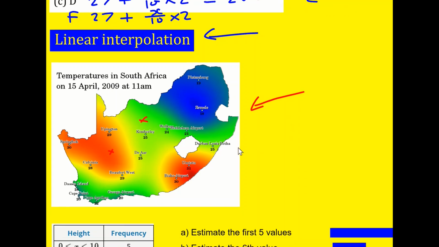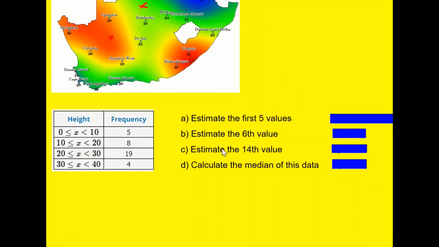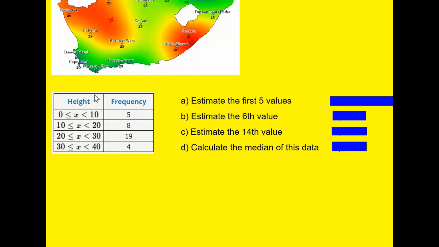Okay, let's have a little go then at interpolating from a grouped frequency table. This one's a little bit controversial, I think, but A, how would you estimate the first 5 values in this frequency table? Well, that's a difficult one. Do you start at 0 or do you end at 10? Do you try and incorporate them all?